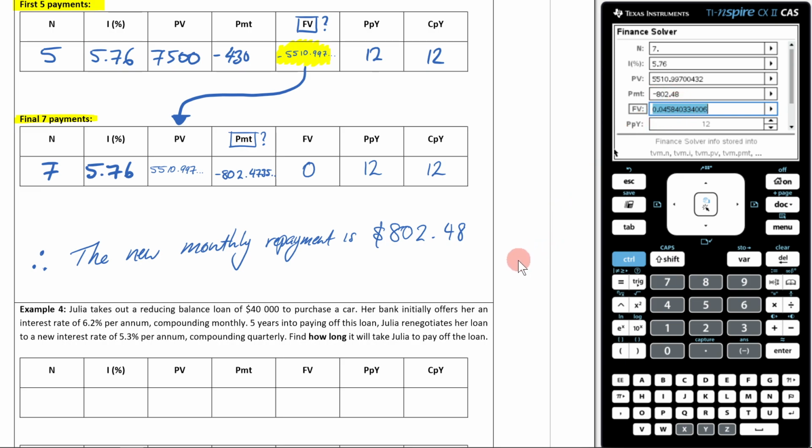I'm going to leave this in. Hopefully you're listening to me and you're like, wow, this is really fascinating stuff. I'm really enjoying this. Even if you're not, take this as an opportunity to be like, wow, it's important to check, and you can check it. Please do check it. So the new monthly repayment would be $802.48. That's the only way to do it. Cool.